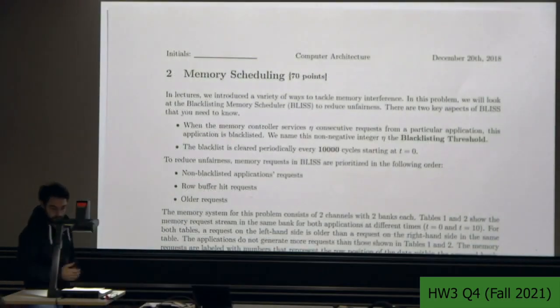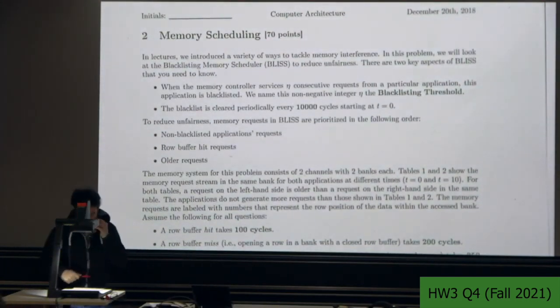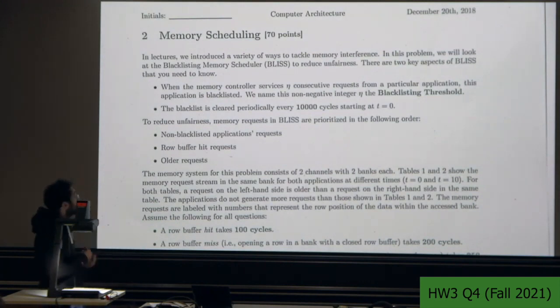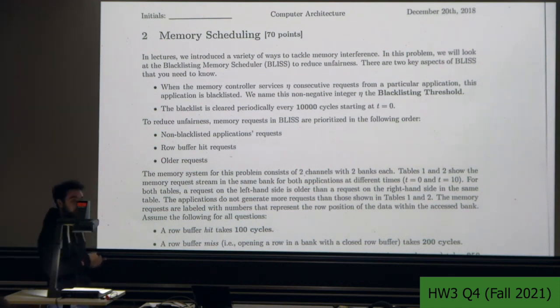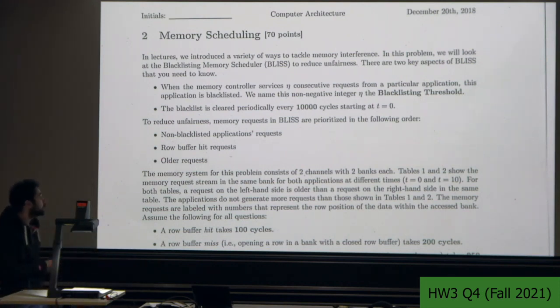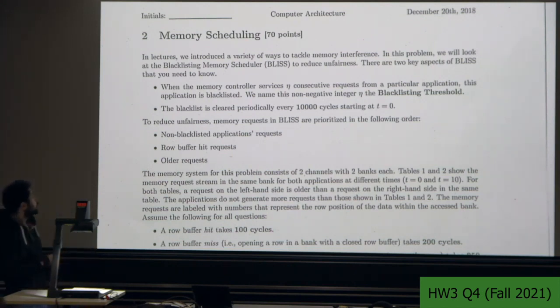So we're going to discuss a question on memory scheduling. Let's read it first. In the lectures, we introduced a variety of ways to tackle memory interference. In this problem, we will look at the blacklisting memory scheduler, BLISS, I don't know if you remember it, that reduces unfairness. And there are 2 key aspects of BLISS that you need to know.